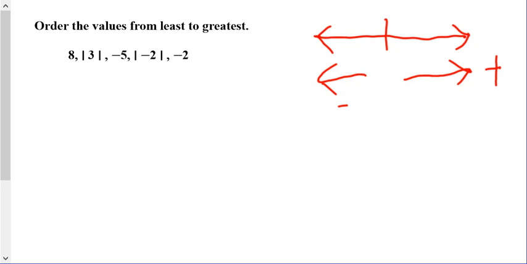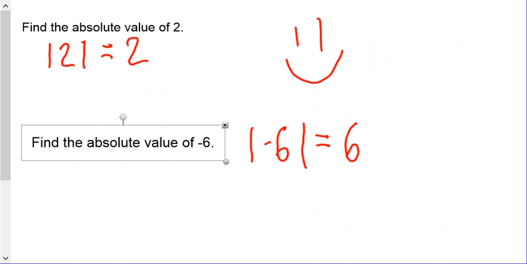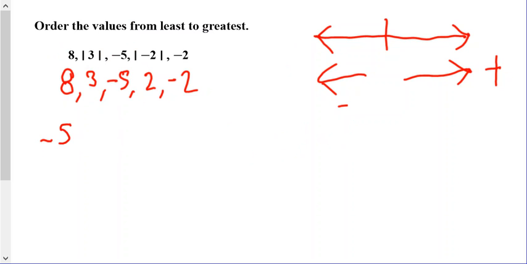Okay, so when we're ordering absolute value, we can solve for the absolute value. So the absolute value, I'm going to bring these all down. Absolute value of 3 is 3. We got negative 5. The absolute value of negative 2 is positive 2, and then we got negative 2. Okay, so if we look at this and then we go to put them in order, the least is negative 5, negative 5, negative 2, positive 2, 3, and then 8.